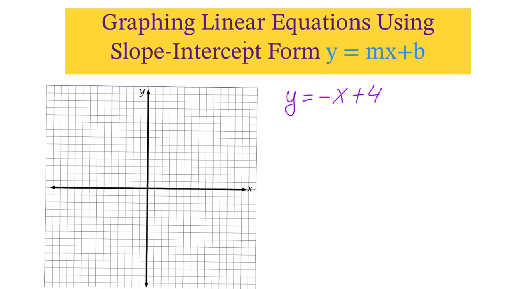Now, this equation has a negative slope. First, find b, which will be the number by itself. b equals 4. Which is a point where x is 0 and y is 4. Let's plot that point on a graph.